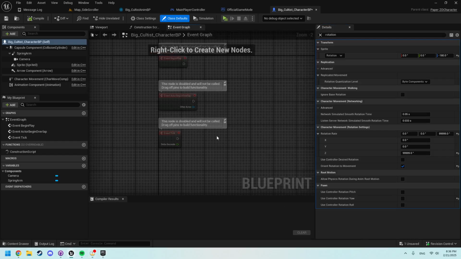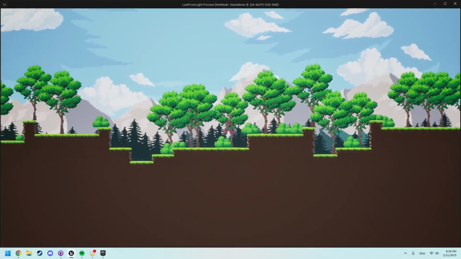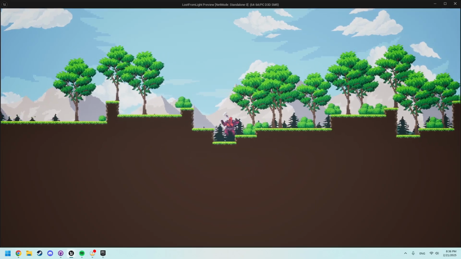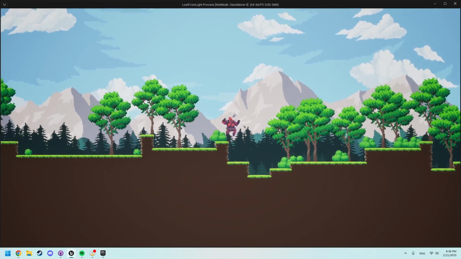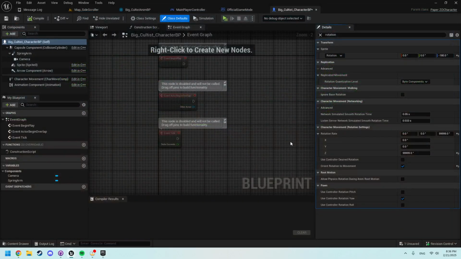Alright, I did notice one thing that was going on. The character, when jumping in an opposite direction, or just in moving in general, once you would release the key, the character would flip back to the normal starting position, including in the air, and that's kind of annoying. We don't like that. And that's solved by just deselecting the use controller rotation yaw.